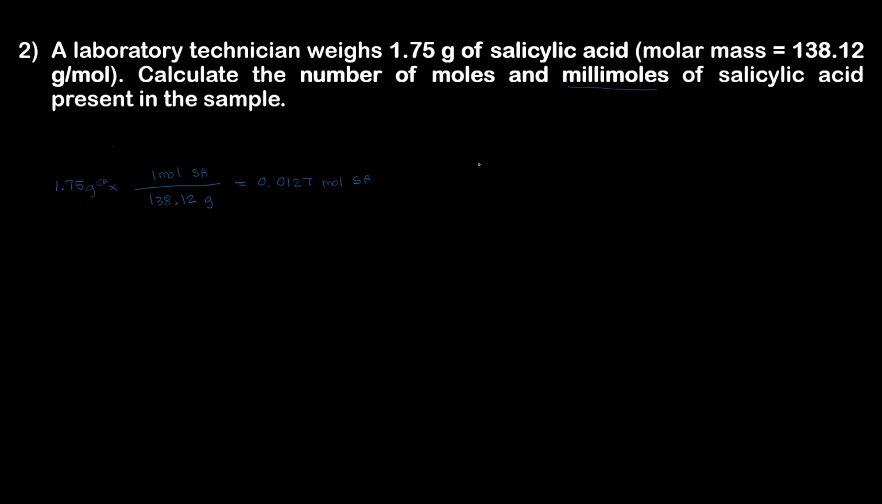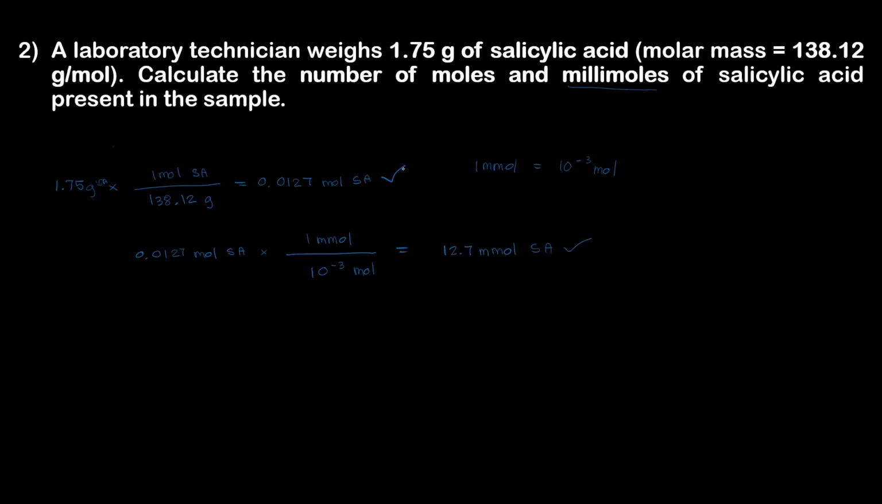And we were also asked for its millimoles. Okay, so that's simple, right? 1 millimole, remember this, is equal to 10 to the negative 3 mole. So since we got the mole, 0.0127 mole of salicylic acid, then through conversion, 10 to the negative 3 mole is 1 millimole. Then it would be 12.7 millimole salicylic acid.